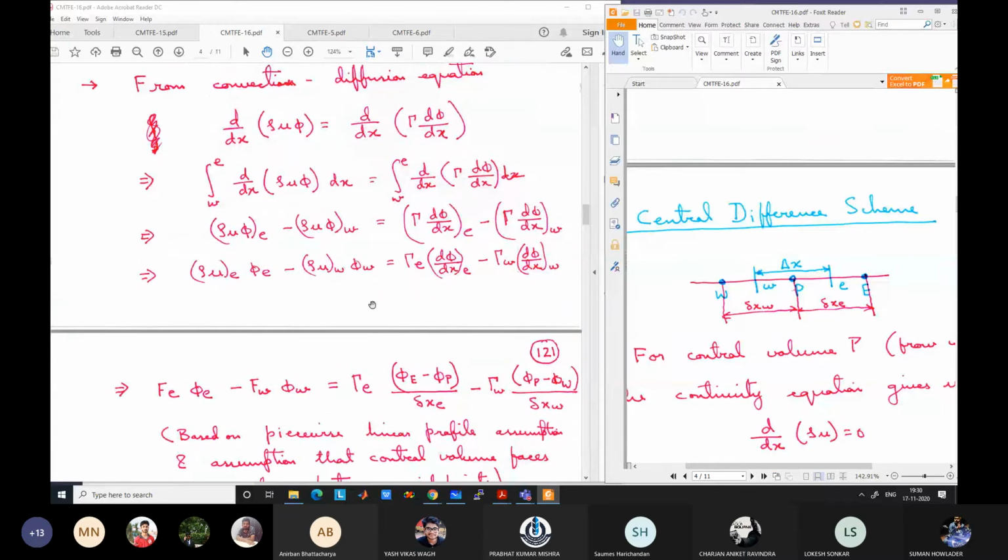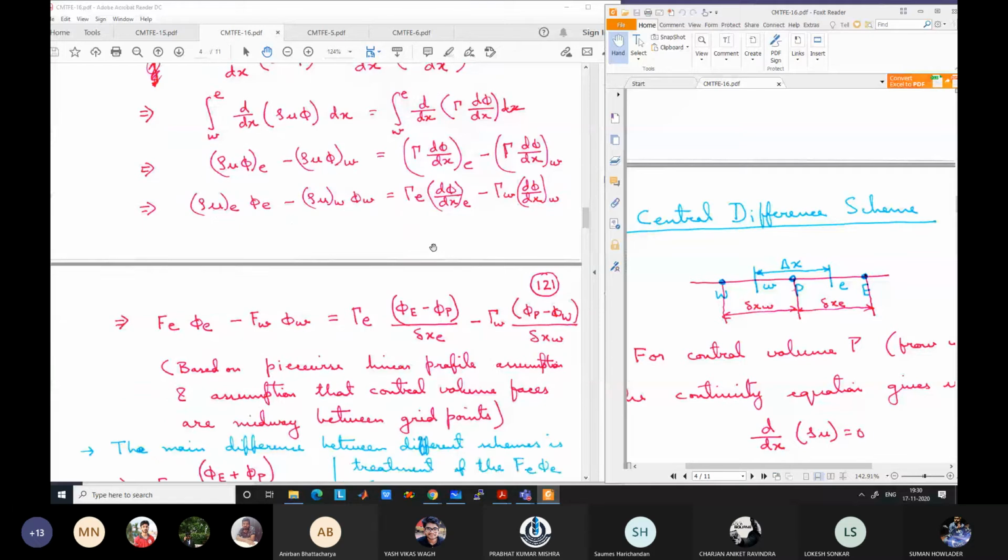So rho u at east, phi east, minus rho u at west, phi at west is equal to gamma at east, d phi/dx at east, minus gamma at west, d phi/dx at west. How to find gamma at east and west, we have already discussed. In terms of conductivity, diffusivity is similar to conductivity, so we have seen that the most appropriate option is to take the harmonic mean for that.